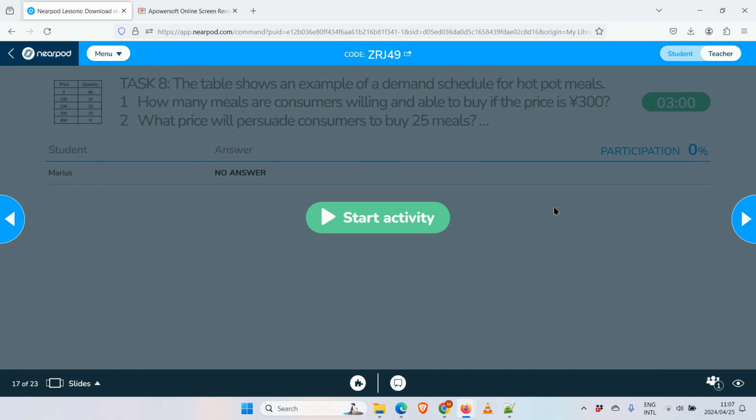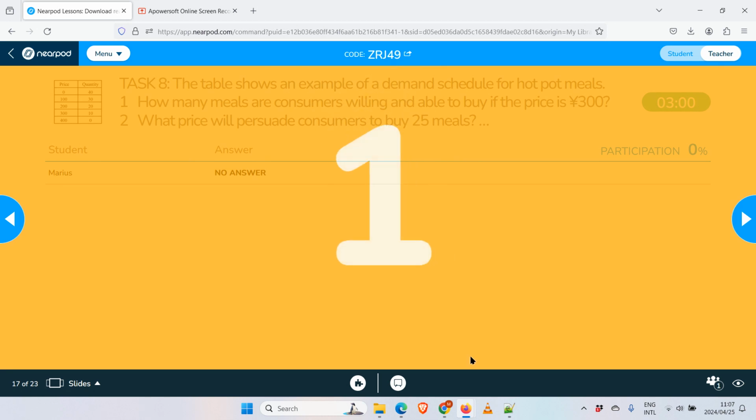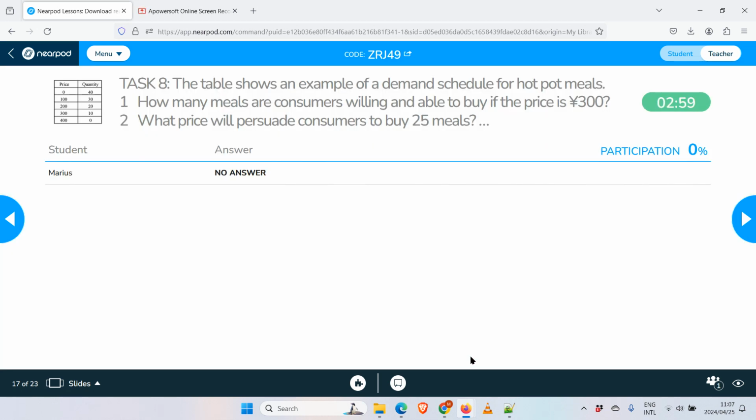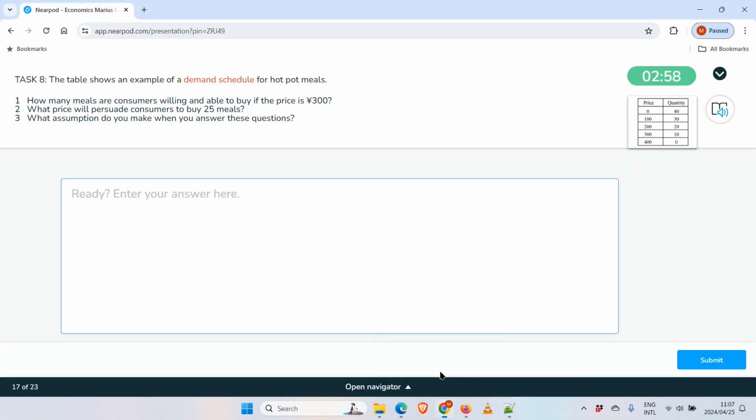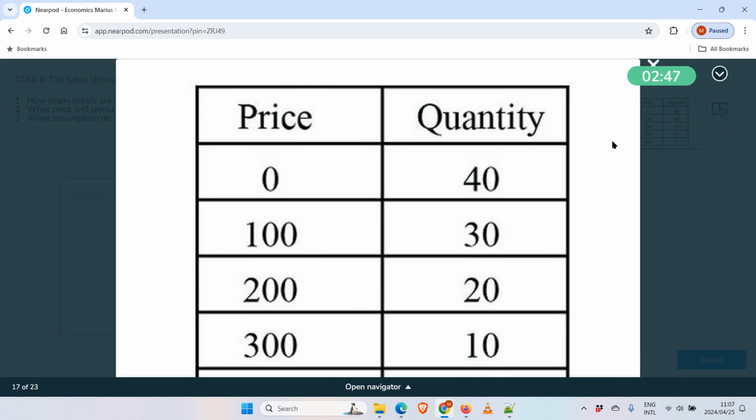Okay, so let's go on to our final activity for this lesson, where we'll be looking at demand schedule. So again, let me go and have a look on the student slide. There's a table that shows an example of a demand schedule for some meals. We've got pricing in the one column, quantity on the other column. We've got quantity demanded at various price levels.